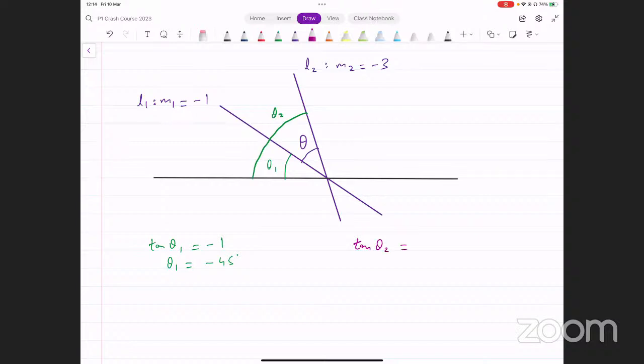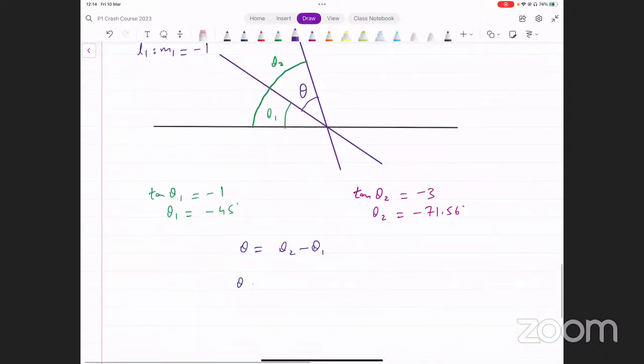So you have -45, and the other turns out to be tan theta 2 equals -3. That gives you theta 2 equal to tan inverse of -3, which is going to give you -71.56 degrees. How do you find theta now? You can just subtract the two angles. Okay, just keep the signs as they are. It doesn't matter. Even if you don't know what the figure looks like, just apply these formulas and find the difference between the angles.